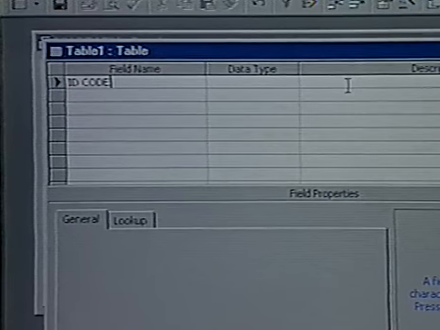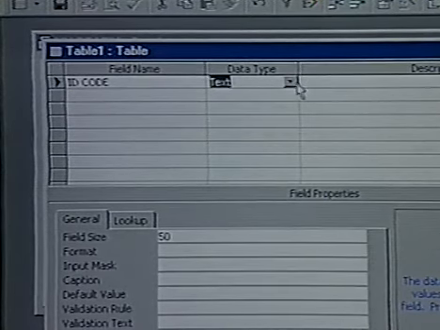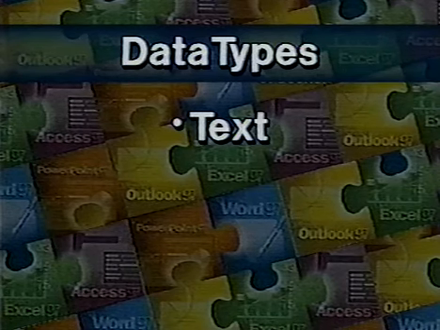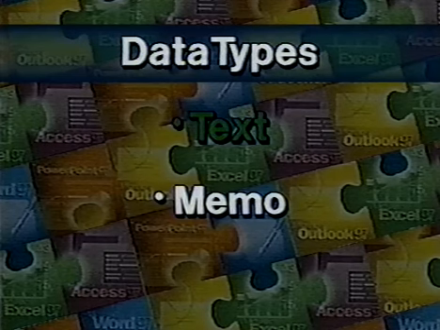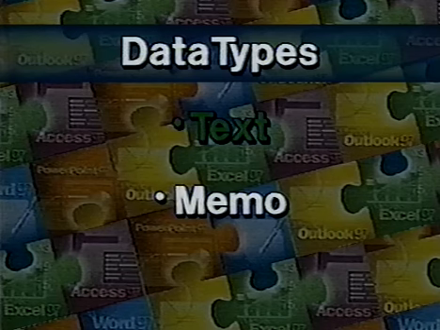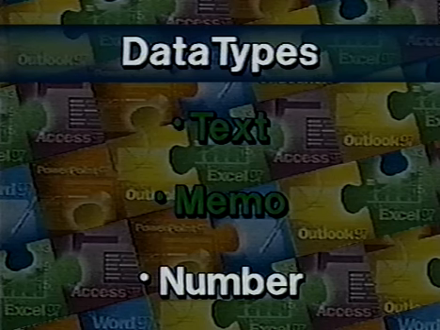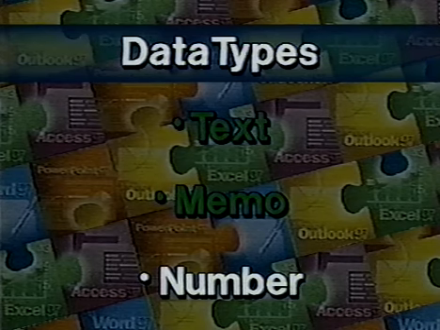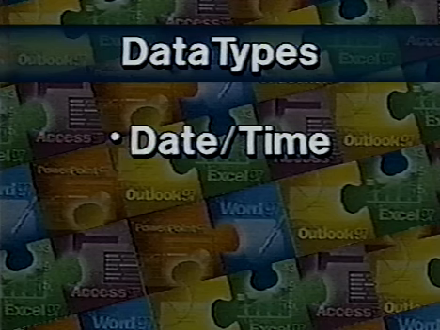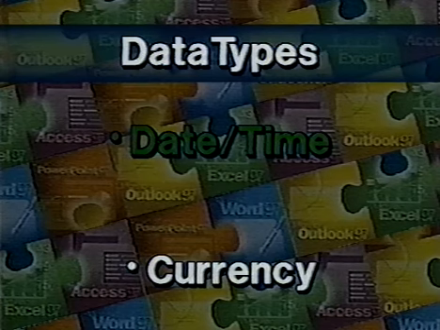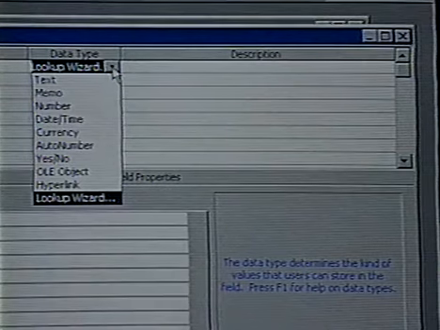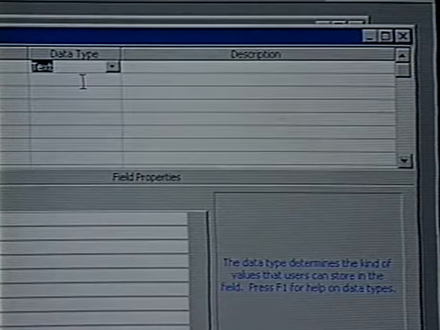In the Data Type column, we'll click the arrow to select a data type. The text data type is used for both text and numbers. A memo data type is used for lengthy text and numbers. The number data type is used for numerical data on which we intend to perform mathematical calculations. Date time data type is used for dates and times. Currency data type is used for currency values, in the format we select from the wizard. Let's choose text for the ID code's data type.